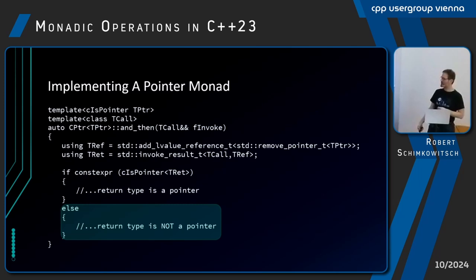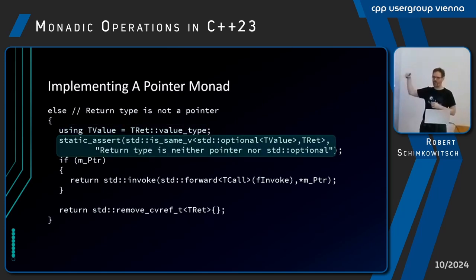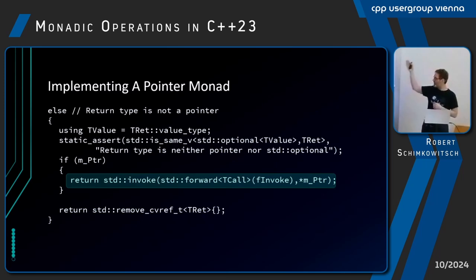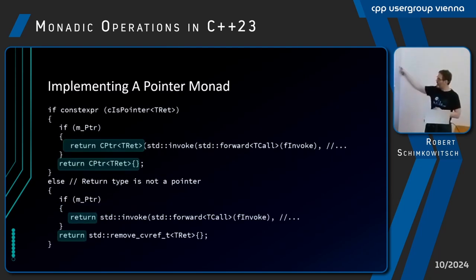The second branch is for functions returning not pointers, and at the moment I only accept optionals. Could be extended. So first I create a type alias for the value inside that optional, and I check if it is really an optional, so the user gets a nicer error message. And then, if my pointer is valid, again, I invoke the function, and this time I don't do any wrapping, I just pass the optional as it is. If my pointer is invalid, I return an empty optional, default constructed. Here are the differences between the two branches. Wrap pointers into CPtr and leave non-pointers as they are.